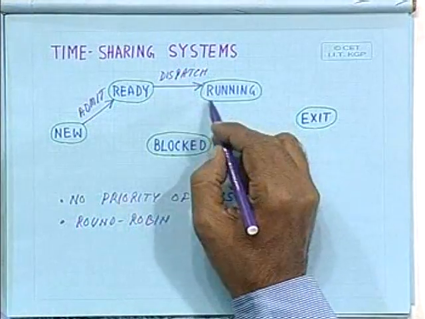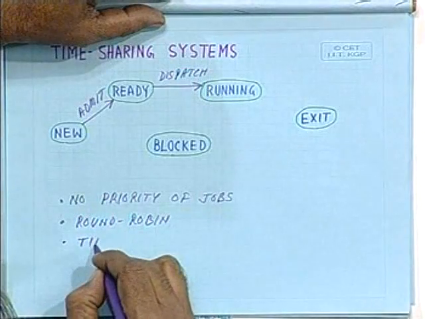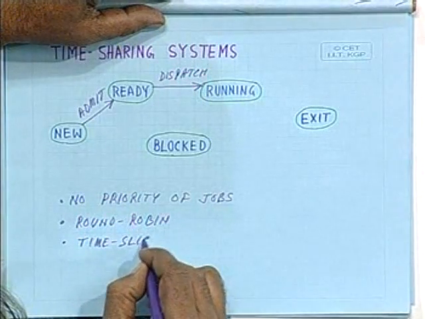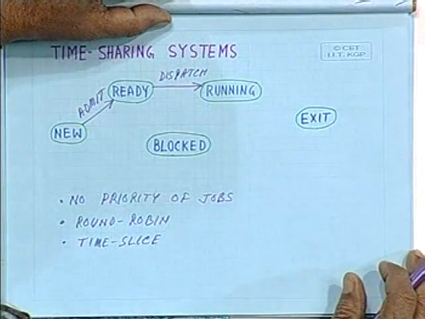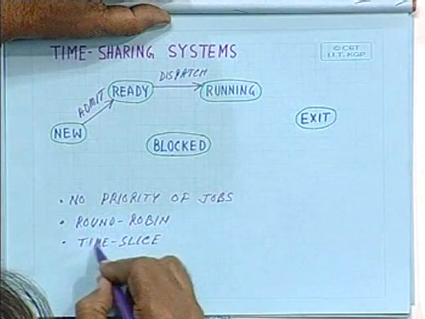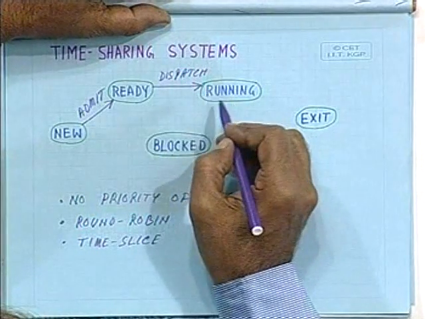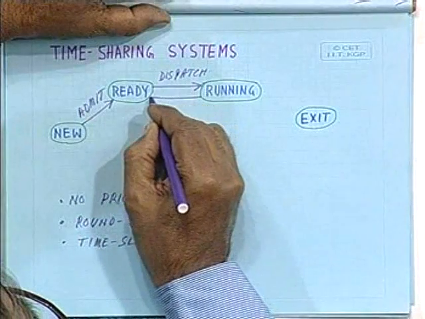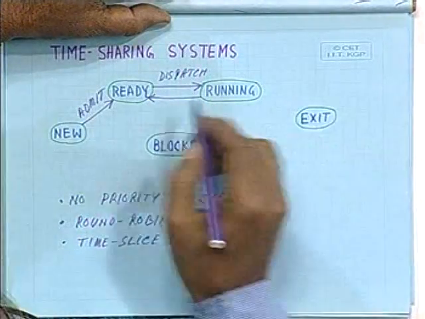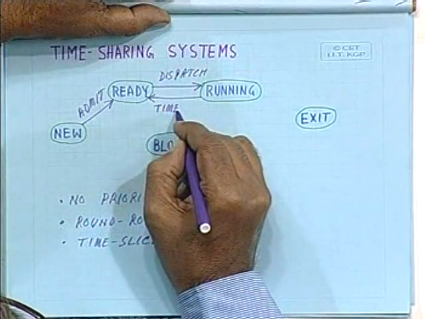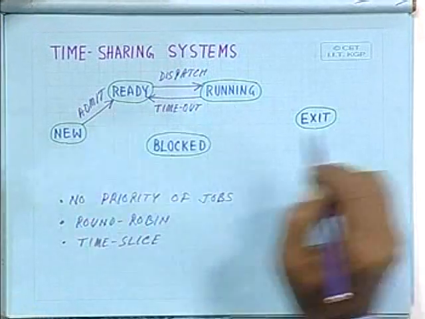Now when it is running, it is not allowed to run till the completion, so that it does not monopolize the CPU. What is done? Some kind of time slicing is used, and the time slice is not very big, and for that duration it is allowed to run. And within that time slice, if the execution of the job is not complete, again it is returned back to the ready state. So we can say this is timeout. When the timeout takes place, it is again returned back to the ready state.